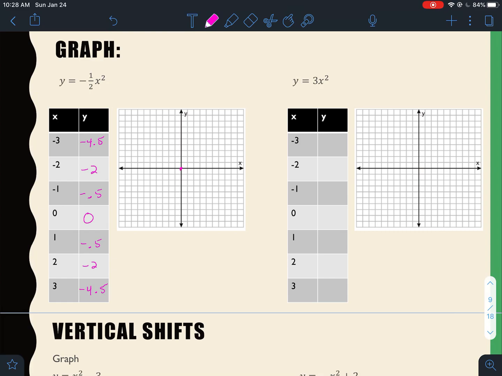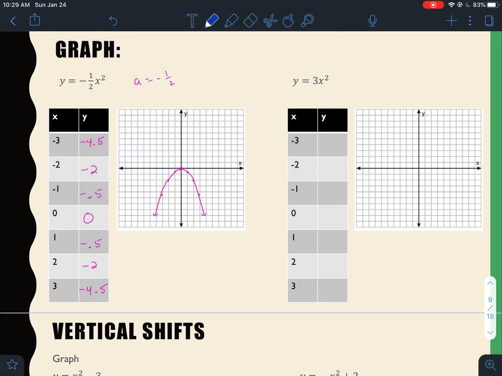So we have 0, 0, negative 1, negative 0.5, 1, negative 0.5, 2, negative 2, and negative 2, negative 2, and then 3, negative 4.5, and negative 3, negative 4.5. And so if you connect those, you've got a parabola. It looks a little bit wider than that normal parabola, and notice it opened down because I had negative 1/2, so a was negative 1/2. So it looks a little bit wider, and it opened down.